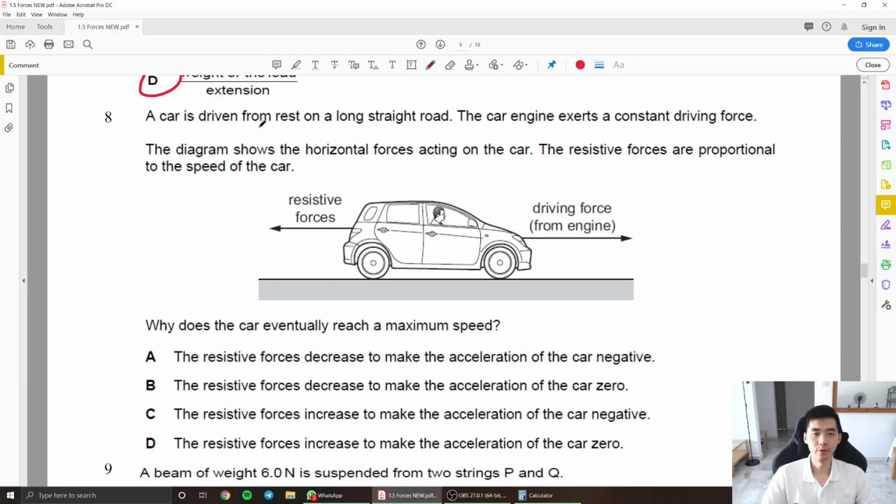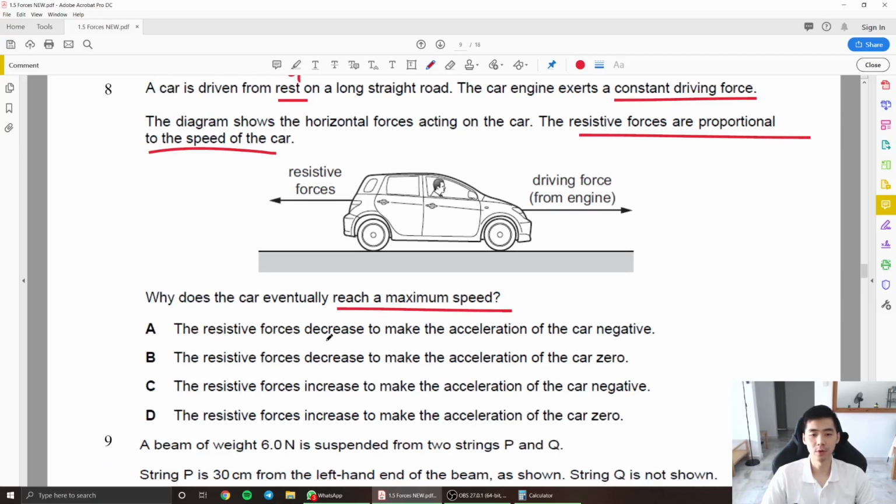A car is driven from rest, initial velocity 0, on a long straight road. The car engine exerts a constant driving force. The diagram shows the horizontal forces acting on the car. The resistive forces are proportional to the speed of the car. This statement here is basically saying that air resistance increases with your speed. Why does the car eventually reach a maximum speed?